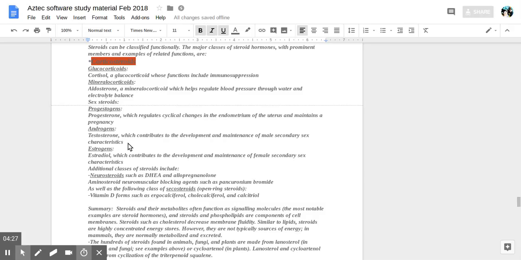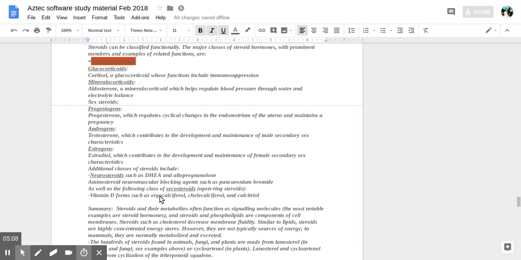Additionally, steroids include neurosteroids such as DHEA and allopregnanolone, and aminosteroid neuromuscular blocking agents such as pancuronium bromide. The following class, secosteroids, which are open ring steroids, include vitamin D, such as ergocalciferol, cholecalciferol, calcitriol.